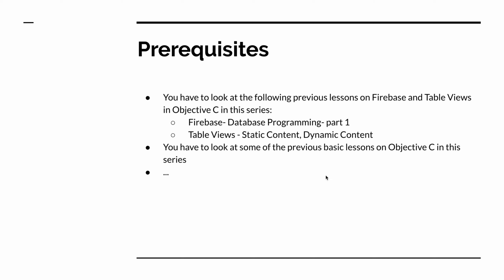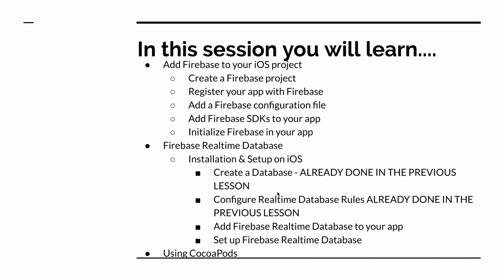You have to look at some of the previous basic lessons in Objective-C in this series as well. So in this session, what are you going to learn? You'll add Firebase to your iOS project. You will create your Firebase project. You will register your app with Firebase. You will add a database configuration file, and then you'll add Firebase SDKs to your app. These are the steps you have to follow actually. Then you will initialize Firebase in your app.